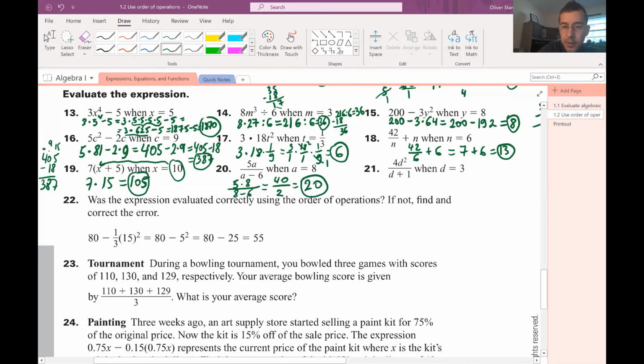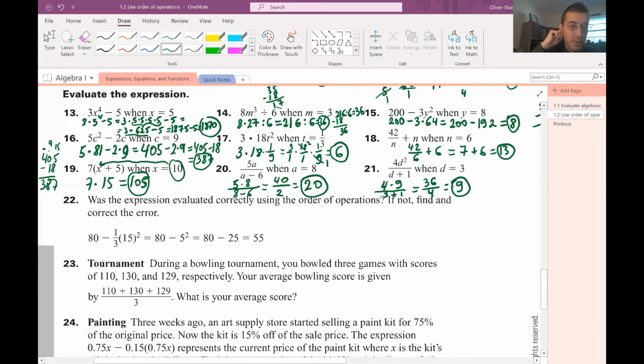Next one is 4d squared over d plus 1. So d squared is the powers. So first we do the powers. d is 3. 3 times 3 is 9. So 4 times 9 over 3 plus 1. So this is 4 times 9 is 36 over 3 plus 1 is 4, or this is 9.